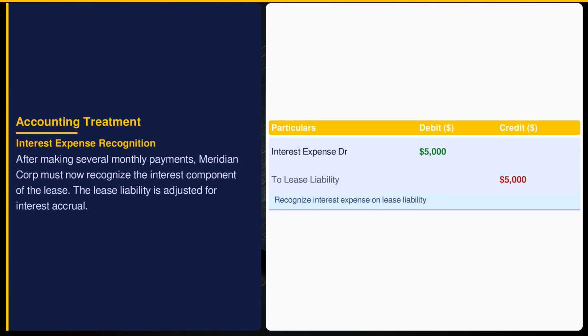Interest on the lease liability is recognized as it accrues, reflecting the cost of borrowing implicit in the lease. This is vital for depicting the true cost of the lease over time. For Meridian Corporation, recording a $5,000 interest expense ensures that profits reflect operational realities and financial obligations.